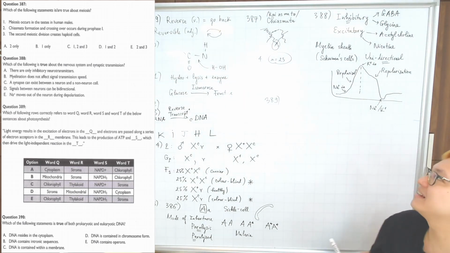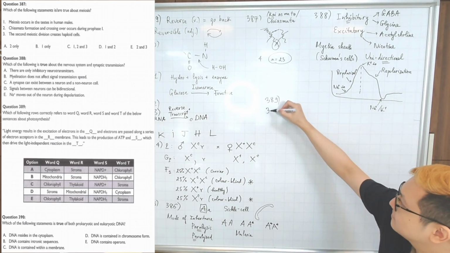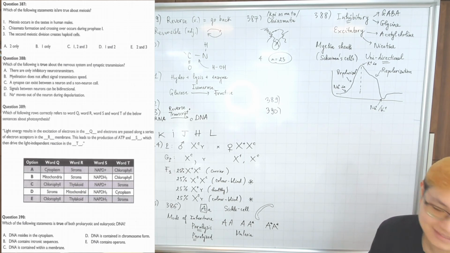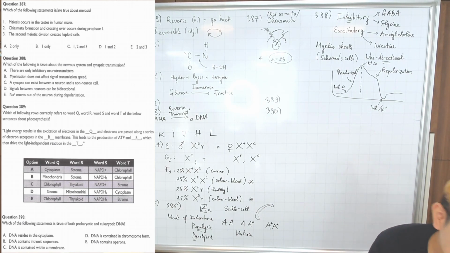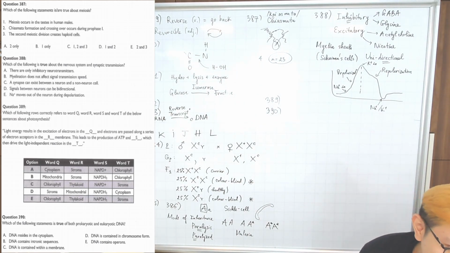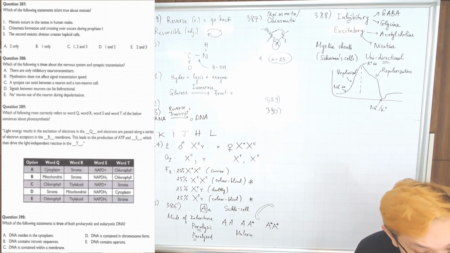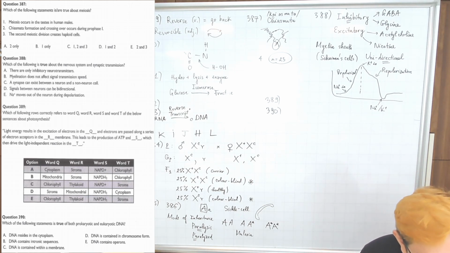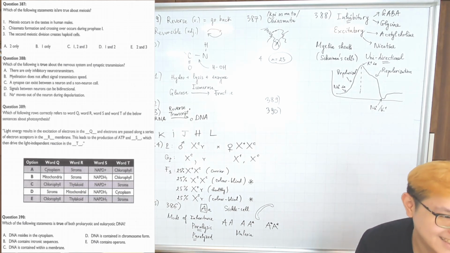Question 390. Which of the following statements is true of both prokaryotic and eukaryotic DNA? Những câu nào sau đây là đúng cho cả cái DNA của con nhân sơ và nhân chuẩn, nhân sơ chứ, nhân chuẩn.